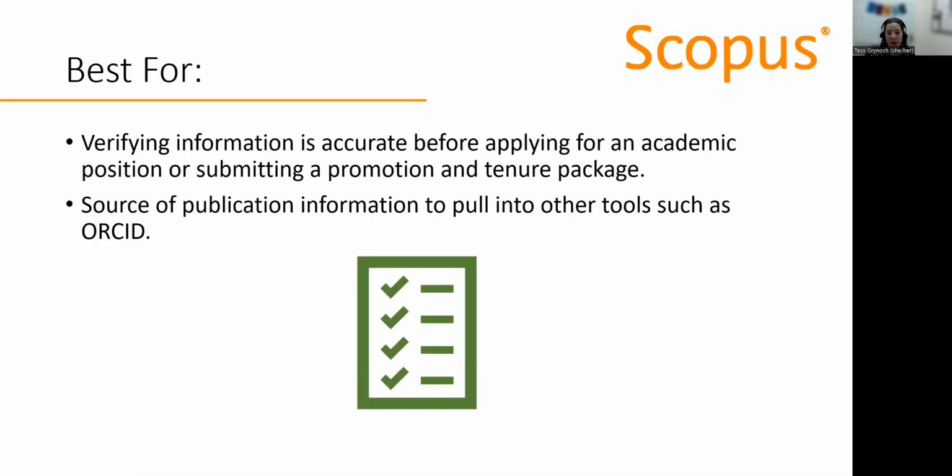So we believe that Scopus is best for verifying information is accurate before applying for an academic position or submitting a promotion and tenure package, because a lot of academic institutions have Scopus available to them. If they are planning hiring for academic positions, they might be using Scopus to look for potential candidates, as well as reviewing candidates that apply. So make sure that information is correct, just so you're being presented accurately. As well, Scopus is a great source of publication information to pull into other tools such as ORCID.